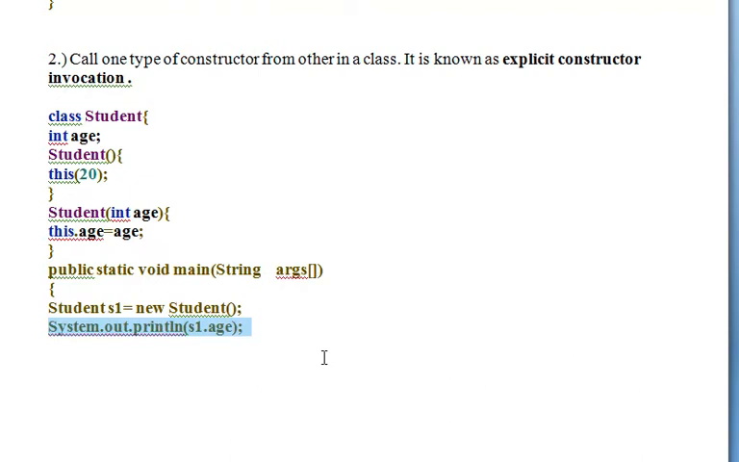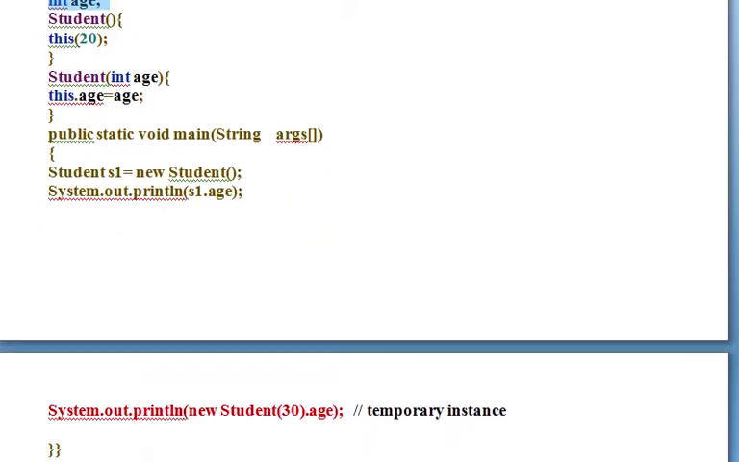The control will transfer to the definition of system.out.println s1.age. Why have we used s1, the object name, here? Because the main method is a static context, and when we call a non-static variable or a method from the static context, we need to call it with the help of the object name. Therefore I have to use s1.age along with the instance variable age. Now the output of this execution will be 20.